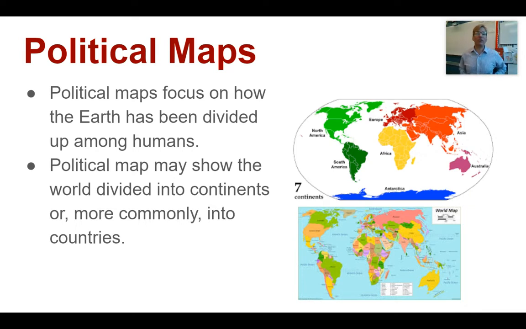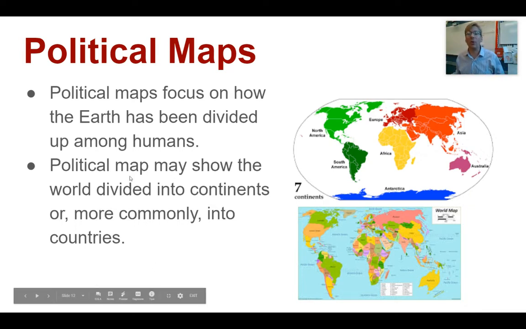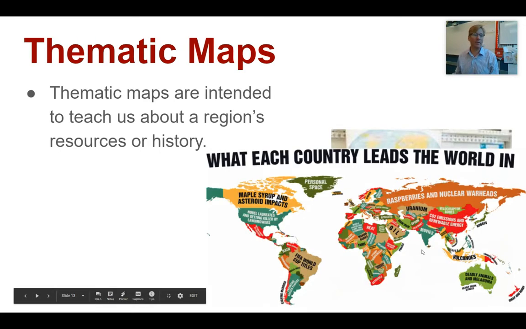Now, political maps can show us this division of the world. They can show us in continents. We don't typically see this when we're looking at more advanced detailed maps, the type of stuff that we see in a high school world history class. More commonly, we'll see the world divided up into countries.